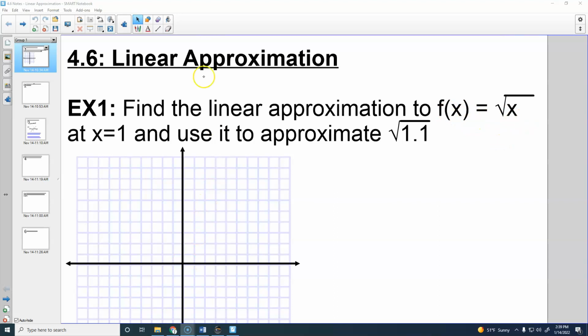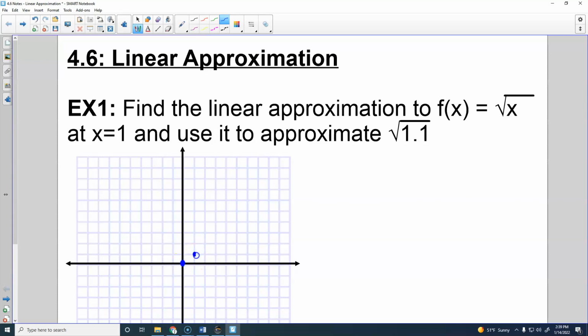So f of x, if we graph it, it looks like this. Square root of 0 is 0, square root of 1 is 1, square root of 4 is 2, square root of 9 is 3. And so this is what our graph of f of x looks like. So if we are limited to doing this without a calculator, then if I need to find square root of 1.1, I'm going to know it's going to be a little bit higher than 1, but I'm not going to be able to find a very accurate approximation.